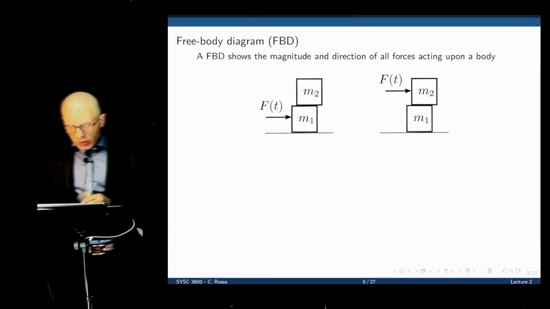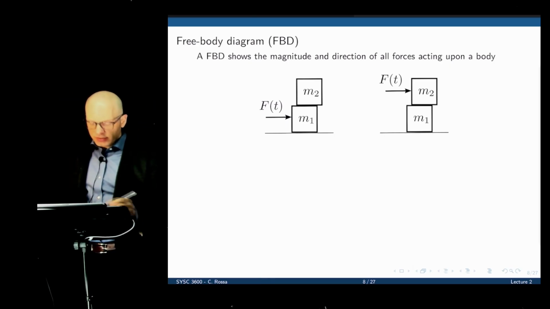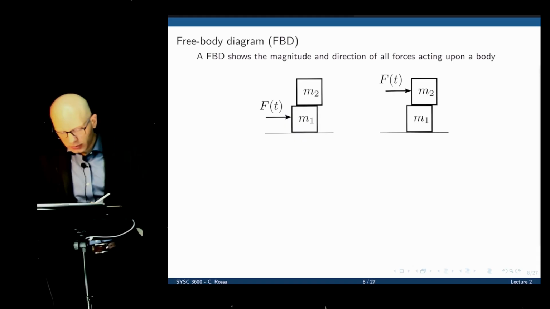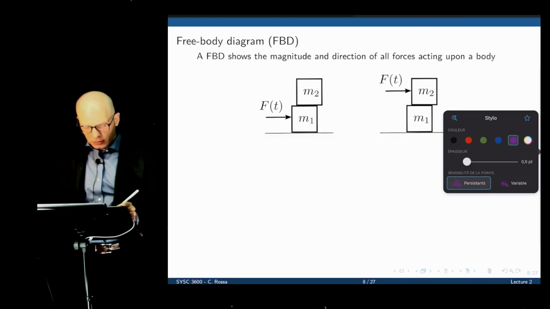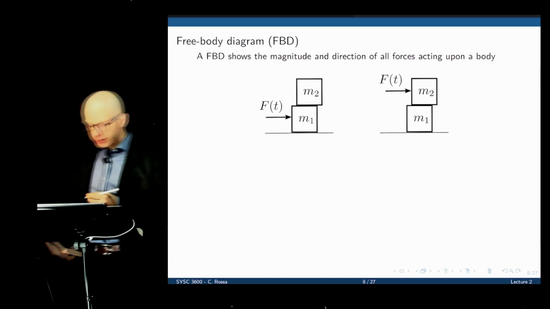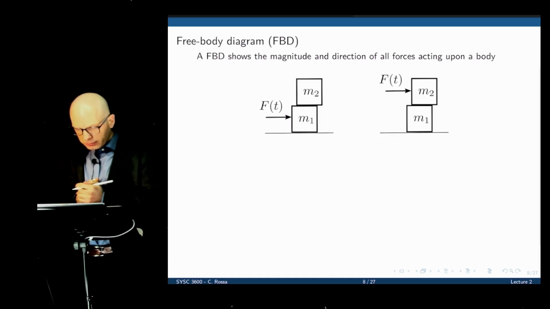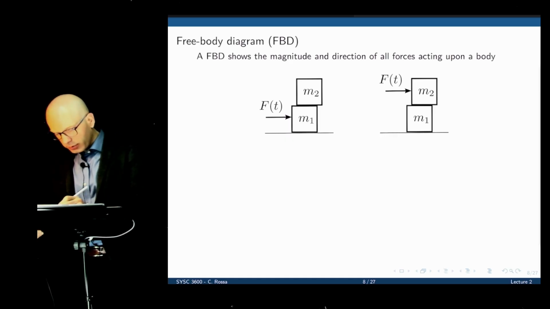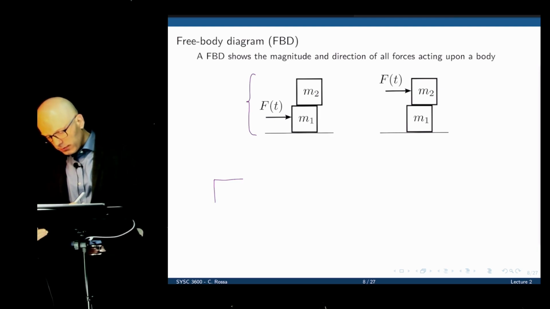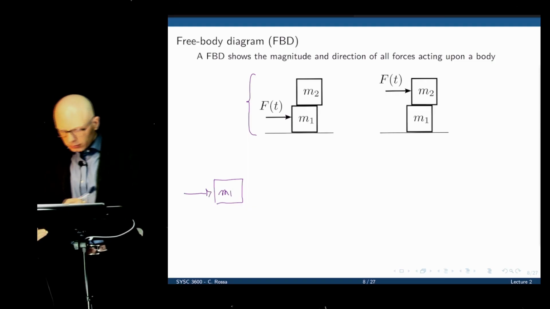Okay, so let's do one more free body diagram. Here we have a stack of two boxes and one force. This was from last year. We had a question on the midterm with this. It's two boxes stacked like that with a force applied to one of the masses. What are the forces? What is the free body diagram? Let's start with mass M1. Actually, let's start with mass M2.